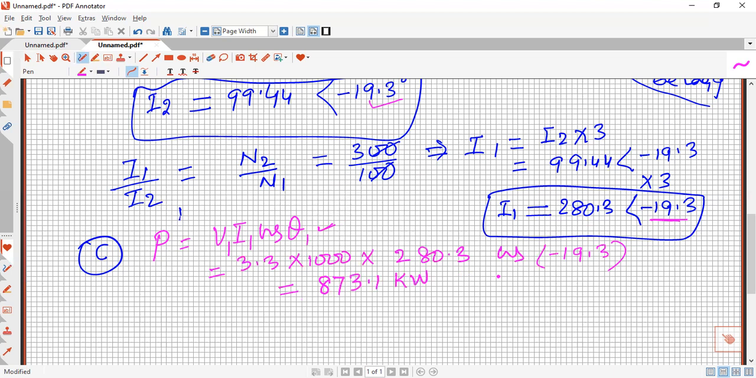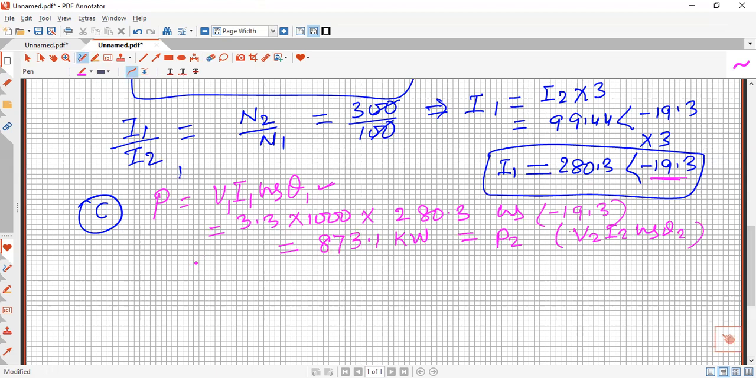This is also equal to P2. You can check it: P2 equals V2 I2 into cos theta 2. Cos theta 2 is again this much, 19.3. V2 is 9.9 kilovolt, and I2 is already this. You have to put this. You can verify, this value will also be the same. Now real power is calculated.